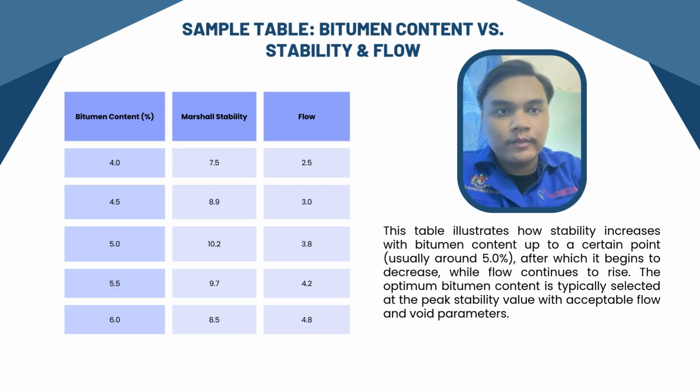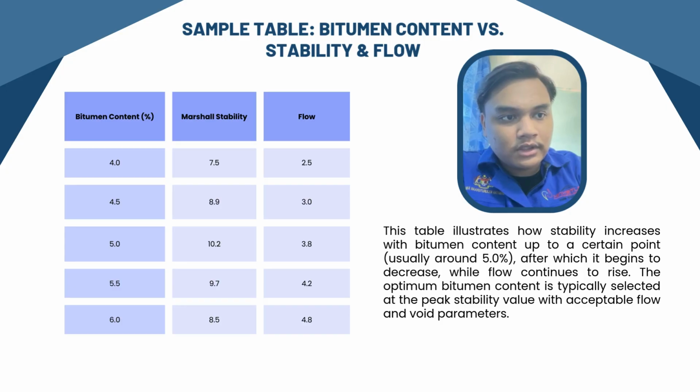17DKA24F1044. And today I'm going to introduce about sample table, bitumen content versus stability and flow. And for the table we got bitumen content, Marshall stability, and flow. First is bitumen content. That is 4.0, 4.5, 5.0, 5.5, and 6.0. For the Marshall stability, 7.5, 8.9, 10.2, 9.7, 8.5, and next is flow, 2.5, 3.0, 3.8, and 4.2, and last one is 4.8.